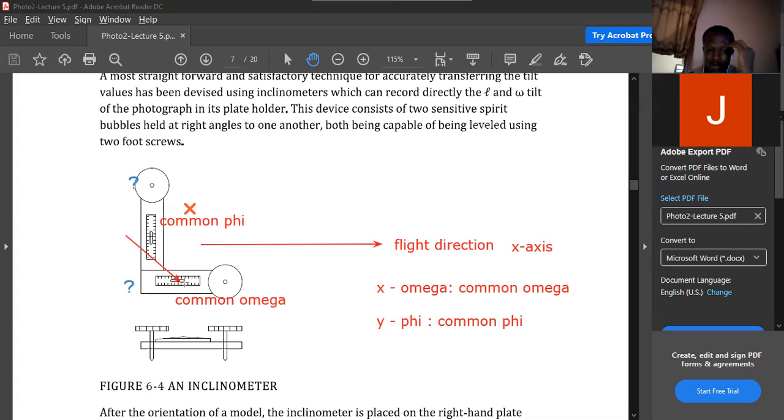But this bubble is very good when we start having a tilt, what we call a pitch. When we start turning, the airplane starts diving down or diving up. Are you okay? So yes, think about the airplane, think about the model.